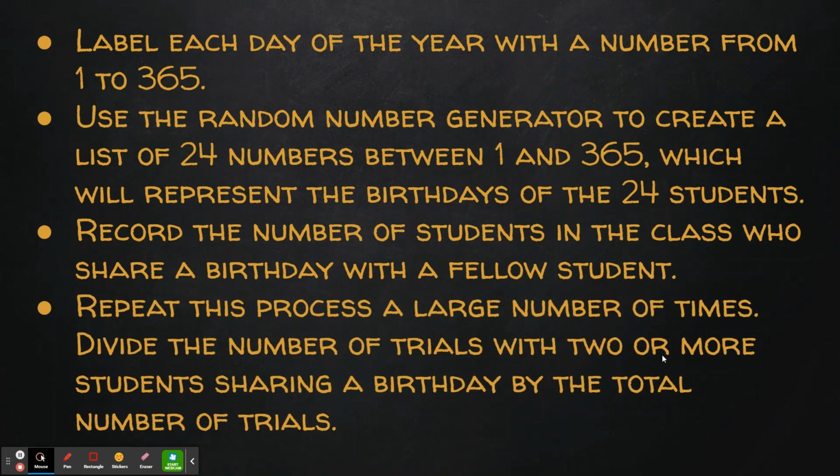We would then repeat this process a large number of times. It's important in simulations to do a large number of trials. We would divide the number of trials with 2 or more students sharing a birthday by the total number of trials. That would give us an estimated probability.